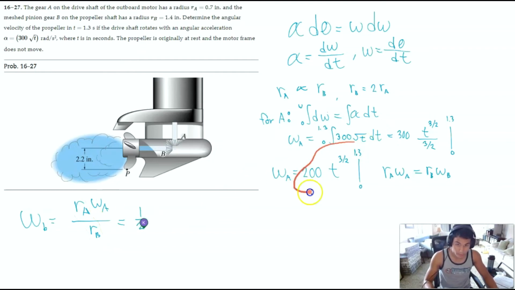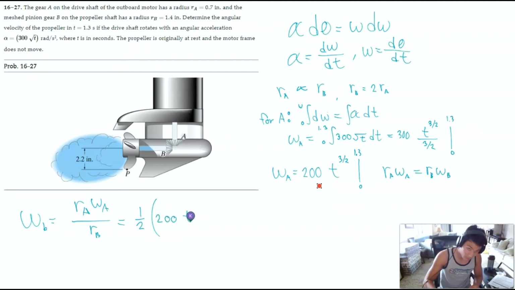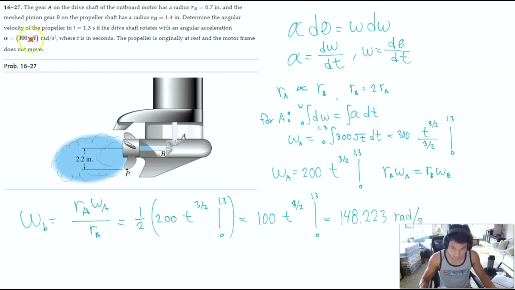And then WA, we'll put this stuff over here now. And we'll have 200 T to the 3 halves, going from 1.3 to 0. And then we could write this a little bit faster as 100, and we'll write T to the 3 halves, 1.3 to 0. And now we can compute this. Okay, and here's your answer.